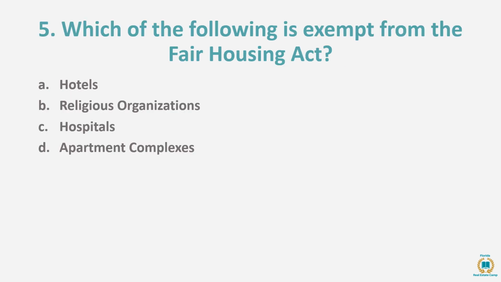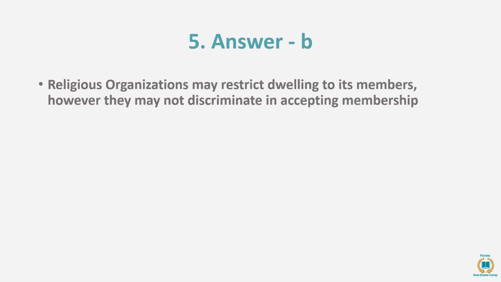Number 5, which of the following is exempt from the Fair Housing Act? Is it A, hotels, B, religious organizations, C, hospitals, or D, apartment complexes? The answer is B. Religious organizations may restrict dwelling to its members. However, they may not discriminate in accepting membership.